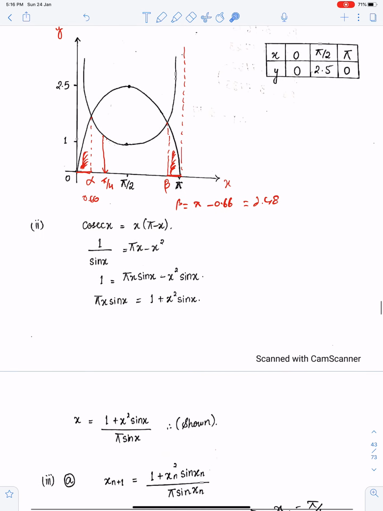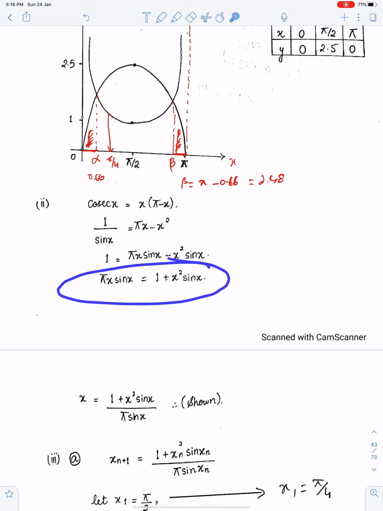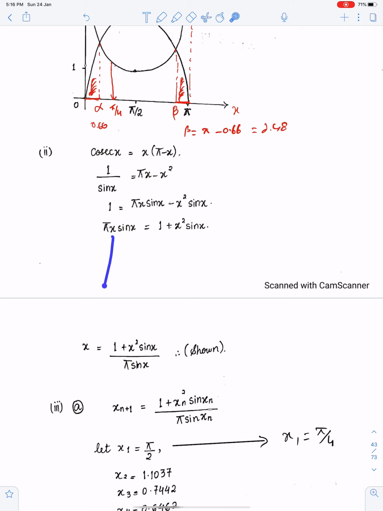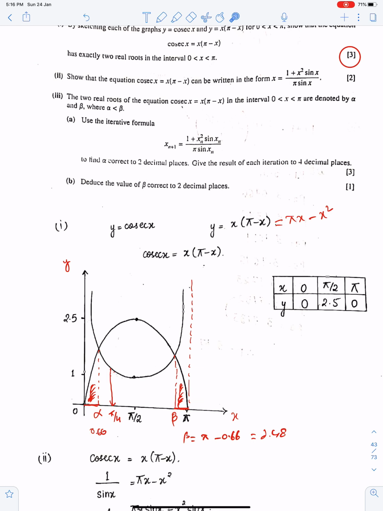Part 2, we have to express this equation into this form. This is so simple. By taking the reciprocal of cosec x here, we have 1 upon sine x and this. So by rearranging this equation, we can make x the subject. This is what we had to show. Now the next part is iteration, which is simple. You all know how to do the iteration part. The initial value, we need the value of alpha. The question is find alpha, and according to this diagram, alpha is close to pi by 4.